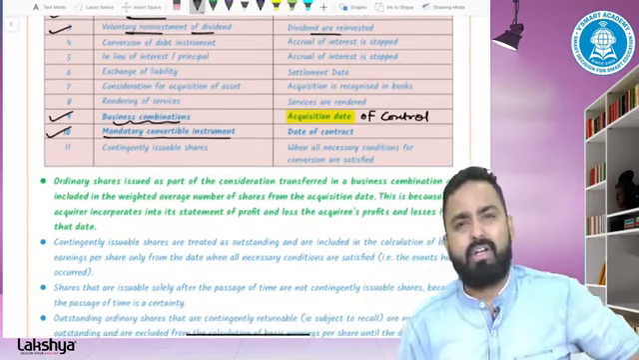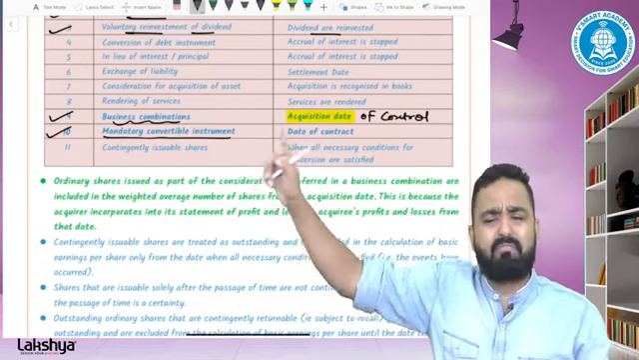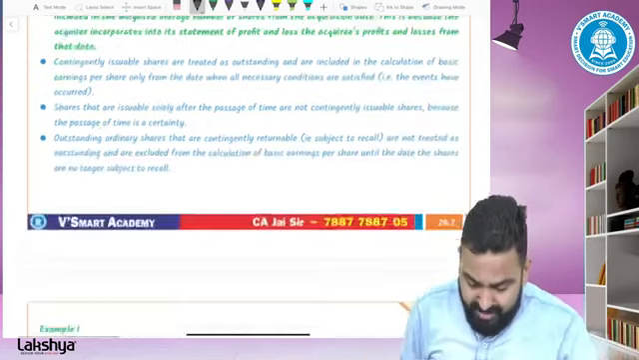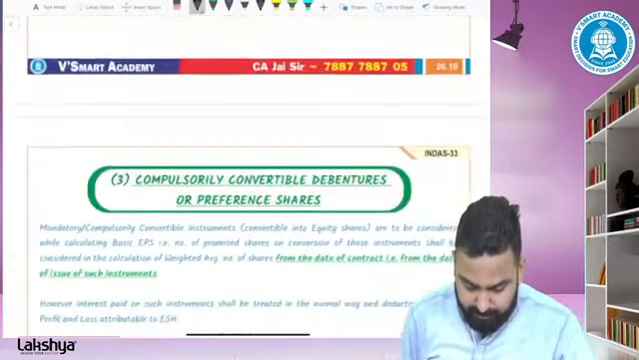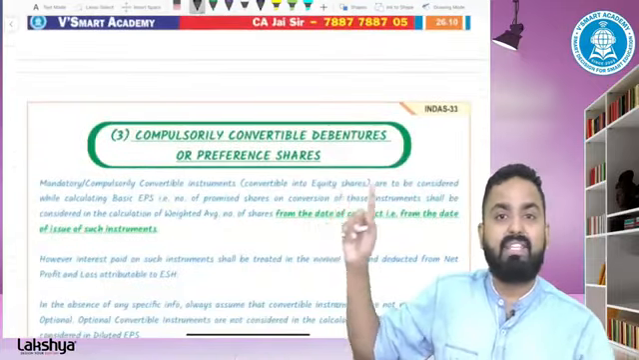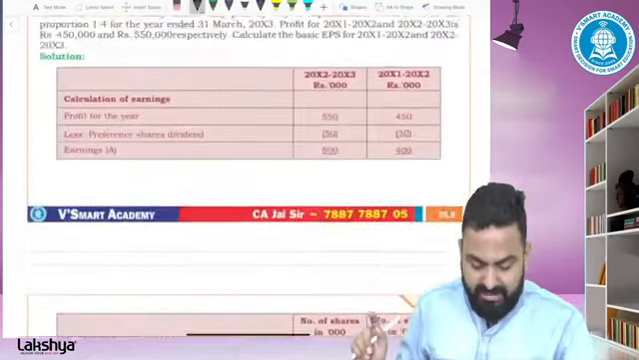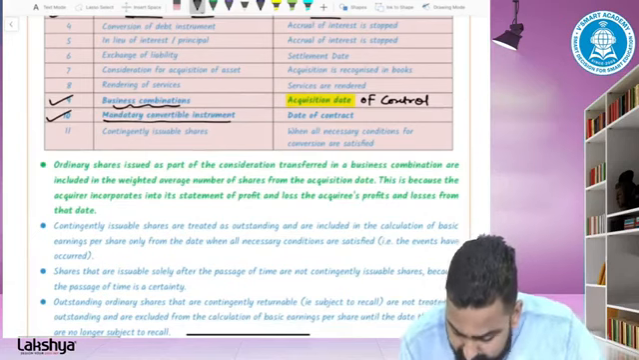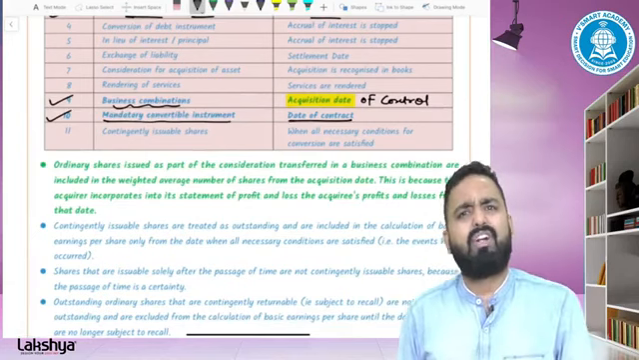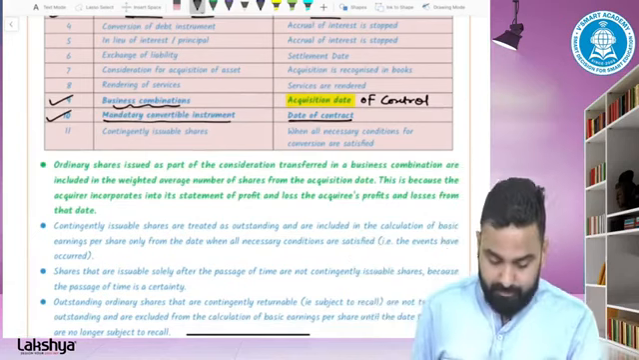Mandatory convertible instruments. As far as mandatory convertible instruments are concerned, we have a separate paragraph for this. We will definitely discuss it in detail. But what is written? From the date of contract. Which contract? We will discuss it later on.